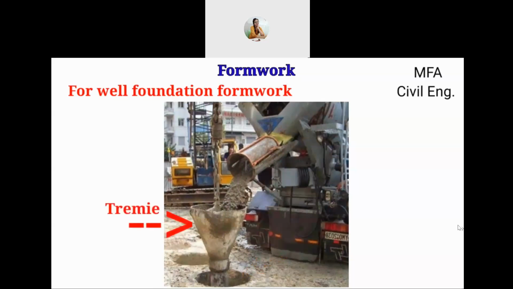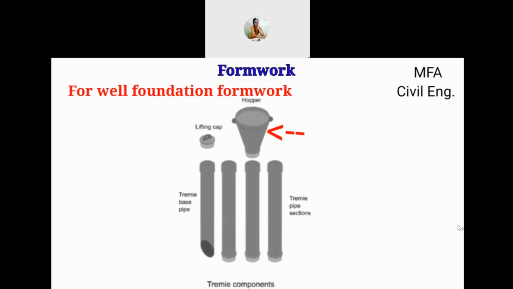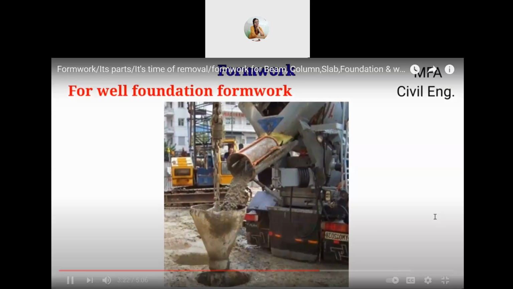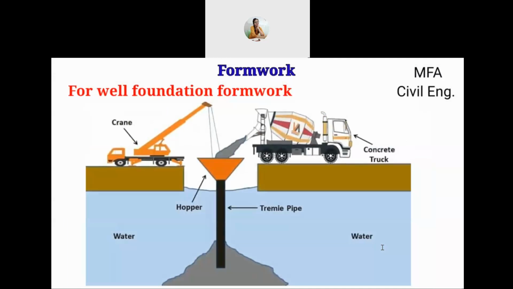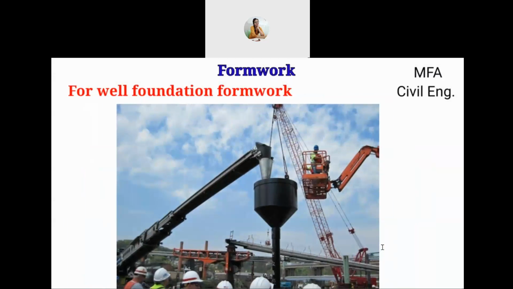a tremie is used as a formwork. The tremie is a pipe with a large funnel on the top, and the length of the tremie can be increased by adding a section of pipe whenever required for a deep foundation. The lower end of the tremie is plugged, and after lowering the tremie to the point where the concrete is to be placed, the pipe is jerked upward, which breaks the plug and concrete is released. Then, slowly filling the entire well, the pipe is raised section by section till the concreting for the entire foundation is done.